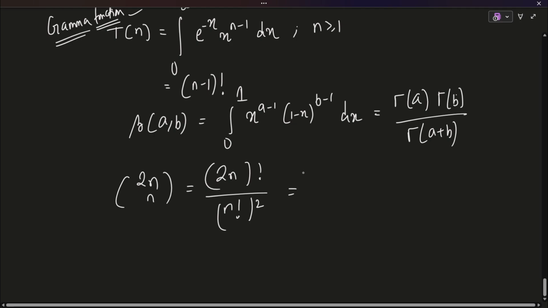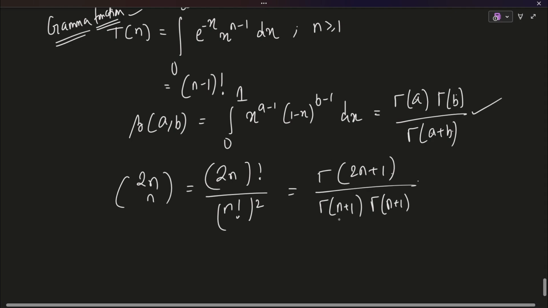Now 2n factorial in terms of the gamma function should be gamma of 2n plus 1, and n factorial should be gamma of n plus 1, right? And we have another copy of it. Now this somehow basically matches this, but in the reciprocal form, right? We must have this in the denominator. But then again, we have gamma of a plus b in the denominator and gamma a gamma b in the numerator. That is when it becomes a beta function.